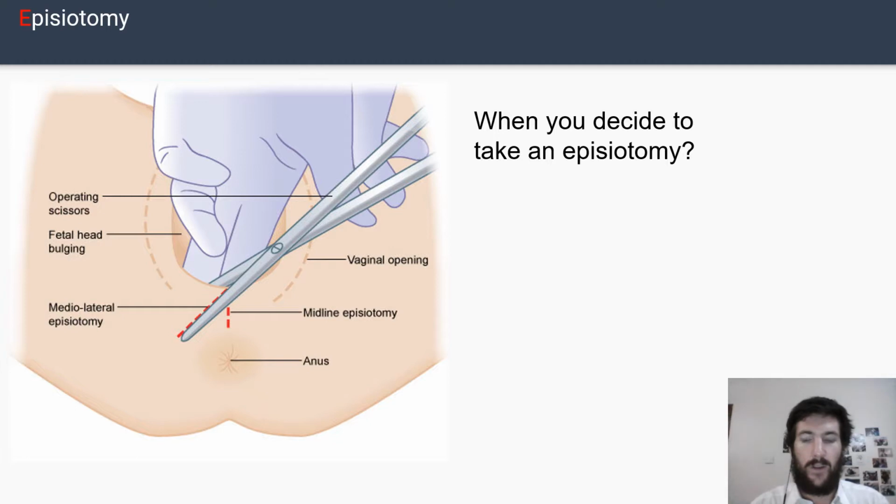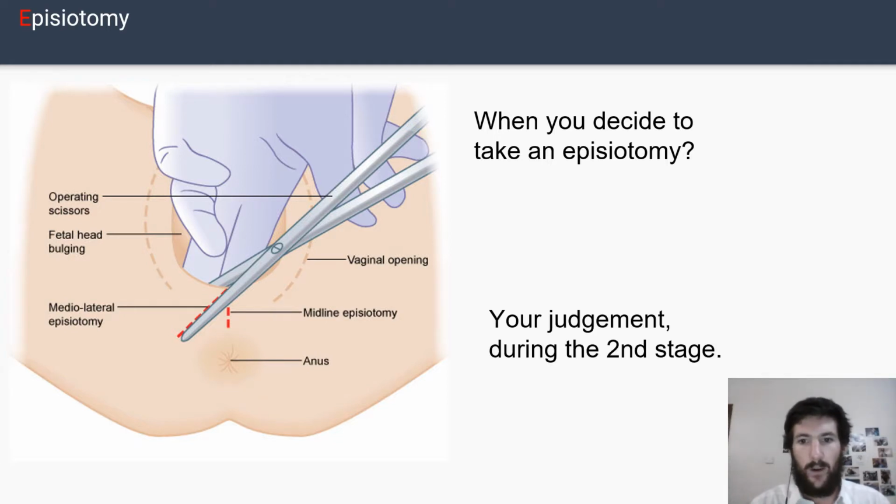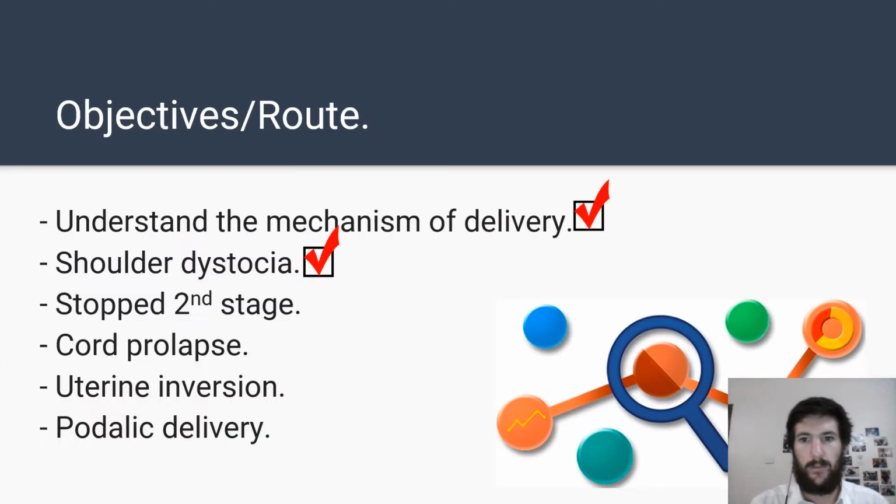Of course, all of these maneuvers that we have seen, the rotation of the shoulders and all of that, look very easy in the videos, but it's very difficult because you don't have much space to put your whole hand inside. So in that situation you can also perform an episiotomy in order to increase the space to put your hand and rotate the fetus. So the episiotomy depends on your judgment, but you need to take the decision during the second stage, not before and not after, of course.